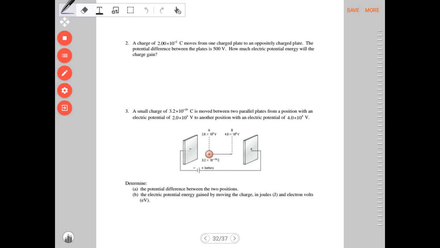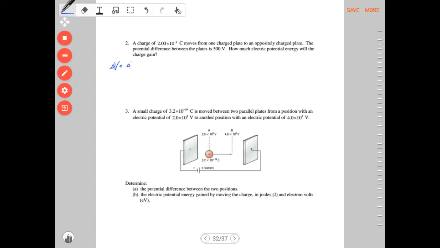All right, so a charge of 2.00 times 10 to the negative 2 coulombs moves from one charged plate to an oppositely charged plate. The potential difference between the plates is 500 volts. How much electric potential energy did the charge gain? Okay, the potential difference is 500, so we're looking for potential energy.